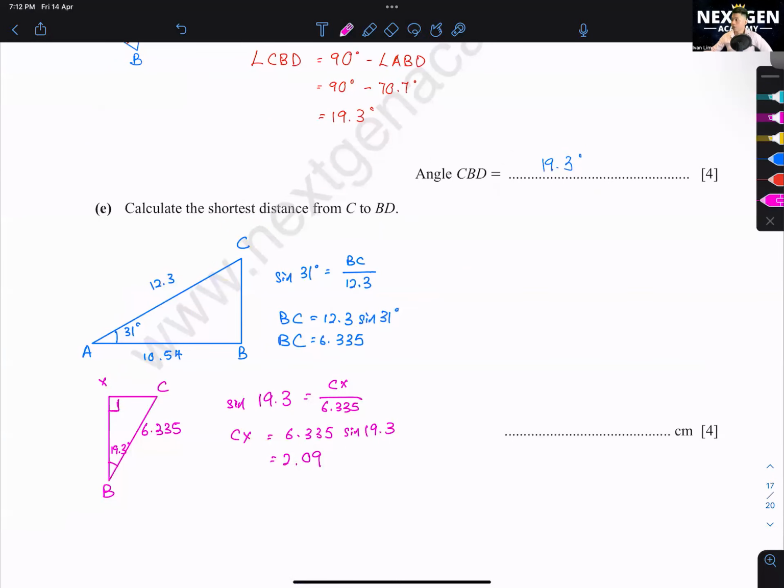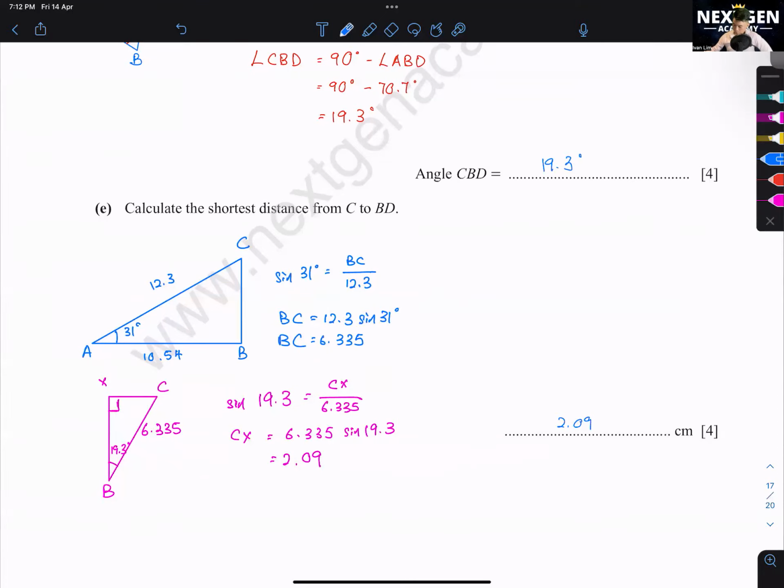Okay, final answer here is 2.09. Okay, range of values that is acceptable here also. I think if you use the other one, it can be 2.15 also. Okay, 2.09 to 2.15, depending what method that you use. Okay, let's speed up to finish up on time.